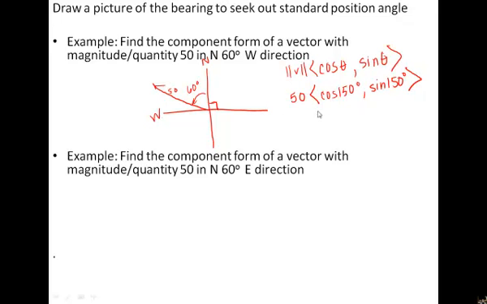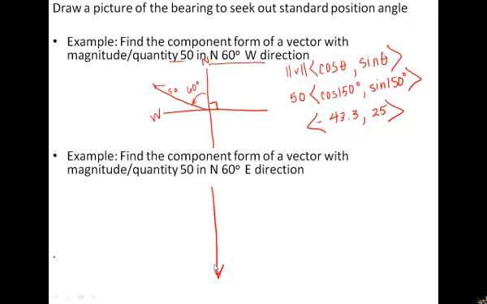And this is going to end up being that same thing that I just calculated, which is negative 43.3, comma, and then 25. Okay, so there's the component form of something that took on this direction with that quantity or that magnitude.